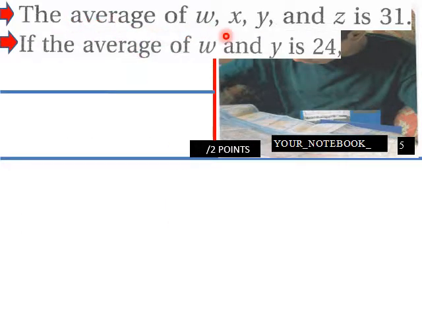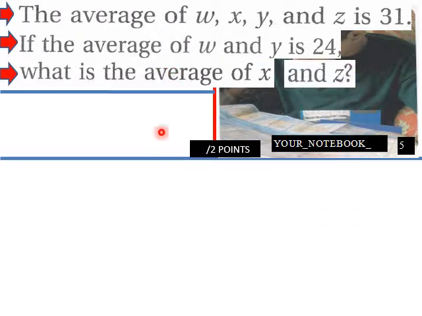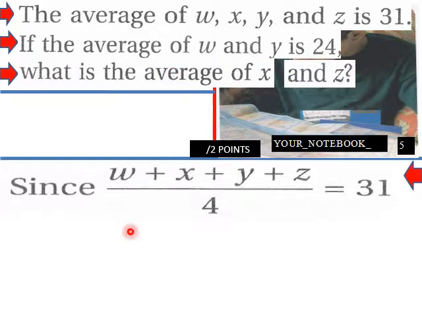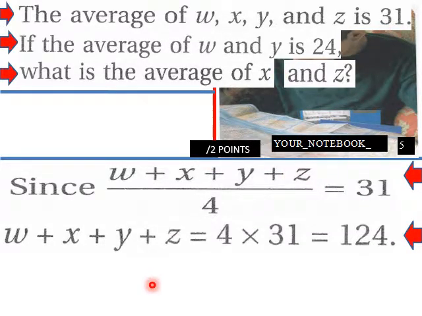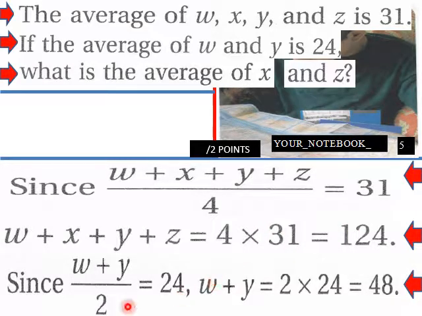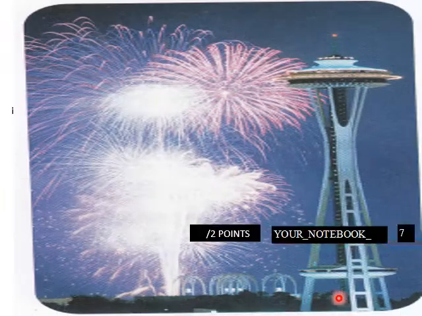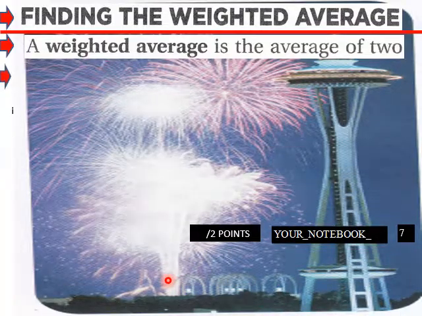The average of W, X, Y, and Z is 31. If the average of W and Y is 24, what is the average of X and Z? So we have another one of these again. This is the sum of our values here. We have 4 individual values, which average 31. So we multiply and get 124. Since (W plus Y) over 2 equals 24, W plus Y equals 2 times 24, which is 48. So that'd be another way of finding it.